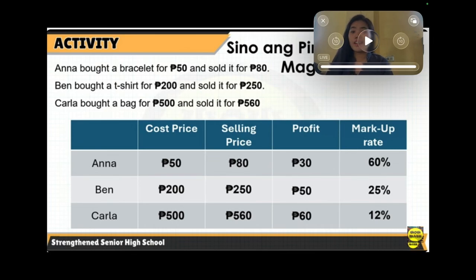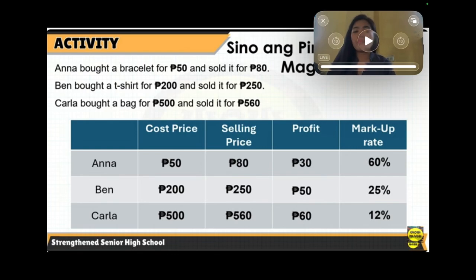Now let's start with Anna. Anna bought a bracelet for 50 pesos and sold it for 80 pesos. Therefore, the cost price is 50 pesos, the selling price is 80 pesos. So the profit would be 80 pesos minus 50 pesos. That's 30 pesos. And the markup rate will be 60%. That is 30 divided by 50, okay? Times 100. So you got 60%.